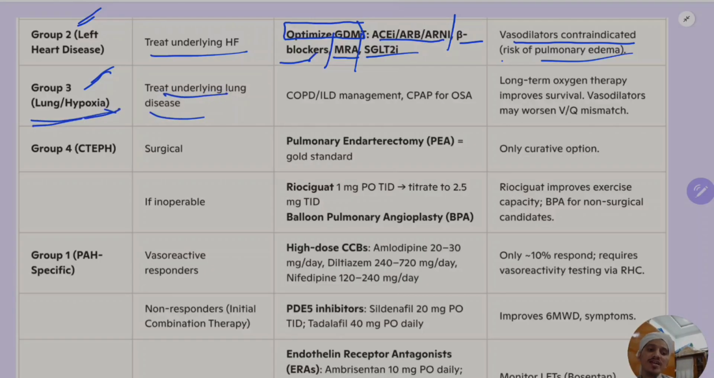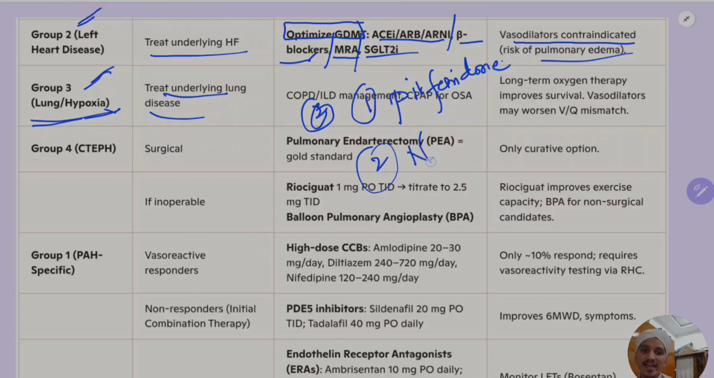For example, if it is COPD, give inhaled anticholinergics like tiotropium, and you can give glycopyrrolate, or you can give beta 2 agonists like formoterol, salmeterol. And if it is an interstitial lung disease patient, you can give 2 drugs which are approved. One is pirfenidone. The more commonly used one is nintedanib.